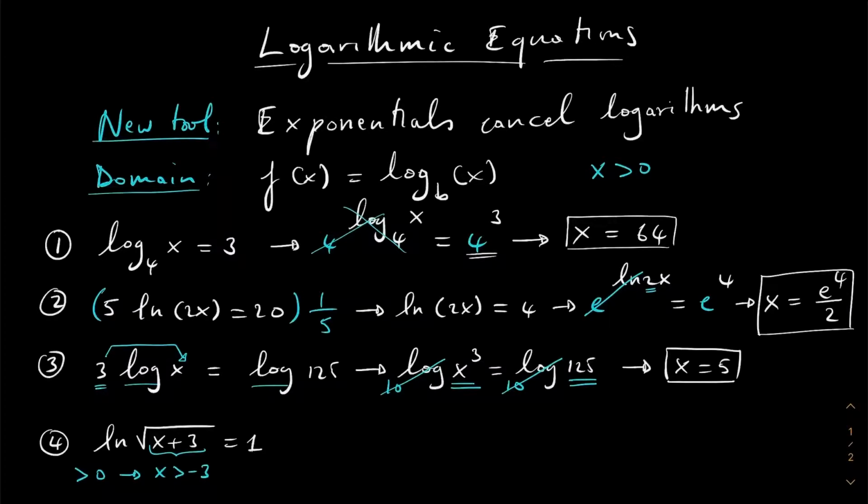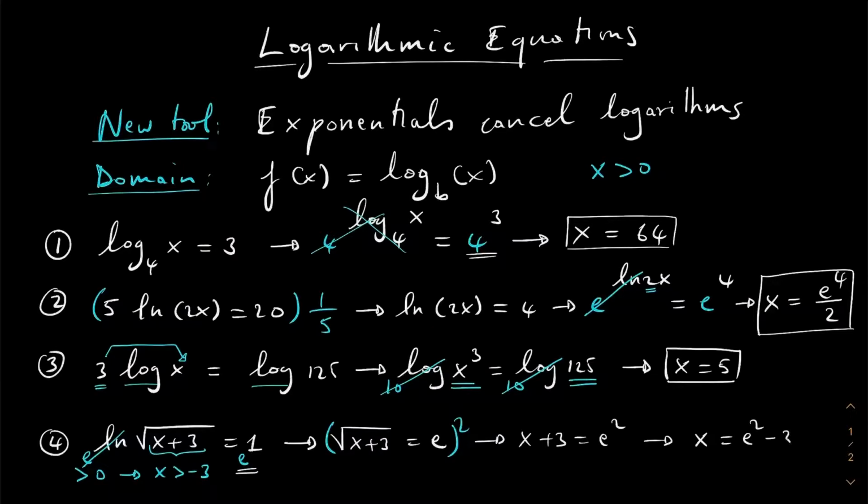And so, since my ln here is already isolated, all I have to do here is exponentiate both sides by e. And so putting e on both sides here is going to cancel out the ln on one side. And so you're going to get the square root of x plus 3 equals e, because e to the power of 1 here is just e. And so with that, to get rid of the root, I'm going to have to do power of 2 on both sides. That's going to give me x plus 3 equals e squared. And then finally, I'm going to have to take 3 from both sides. And so that's going to give me x equals e squared minus 3.